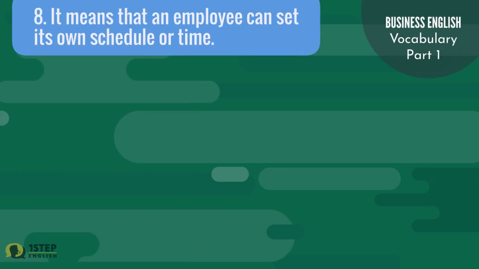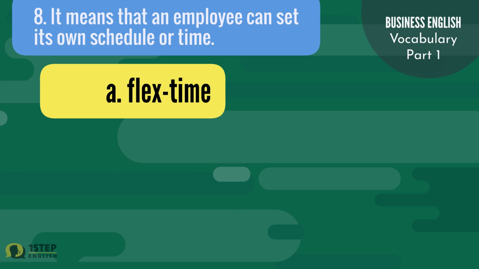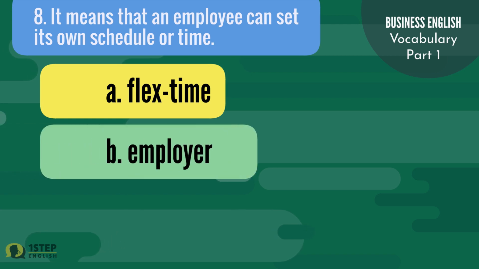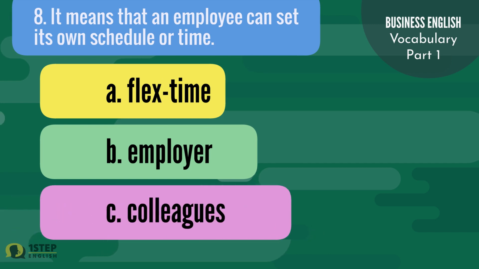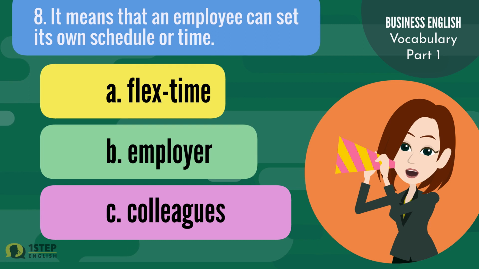Number 8. It means that an employee can set its own schedule or time. Letter A. Flex time. Letter B. Employer. Letter C. Colleagues. The correct answer is letter A. Flex time.